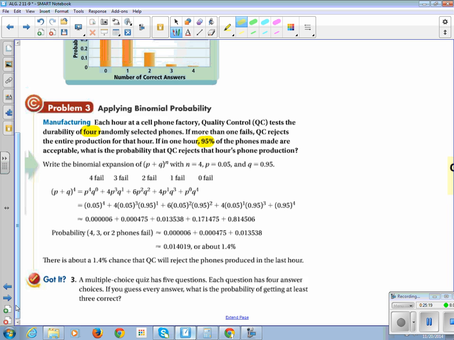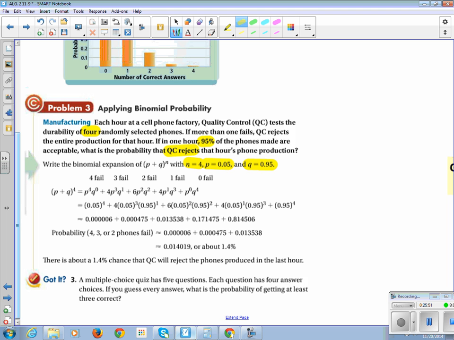So we're going to write a binomial expansion. Our number of trials is 4. Our probability of success is 0.05 because we are actually testing for rejection. So we want to know the probability that the whole hour is going to get rejected. So the probability of rejection is 0.05. And the probability that we're not going to get rejected is 0.95.